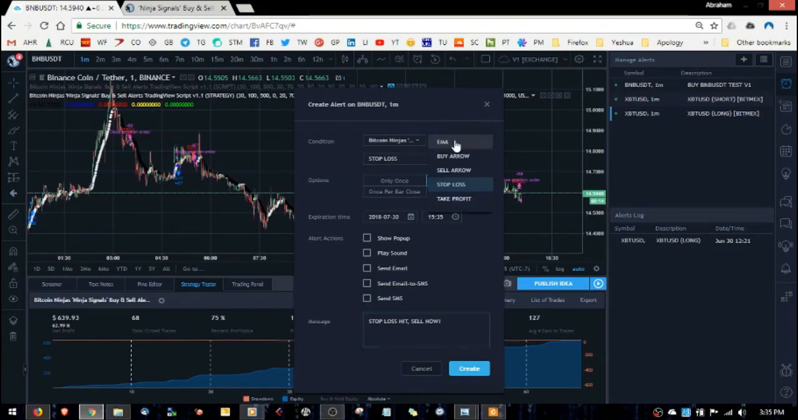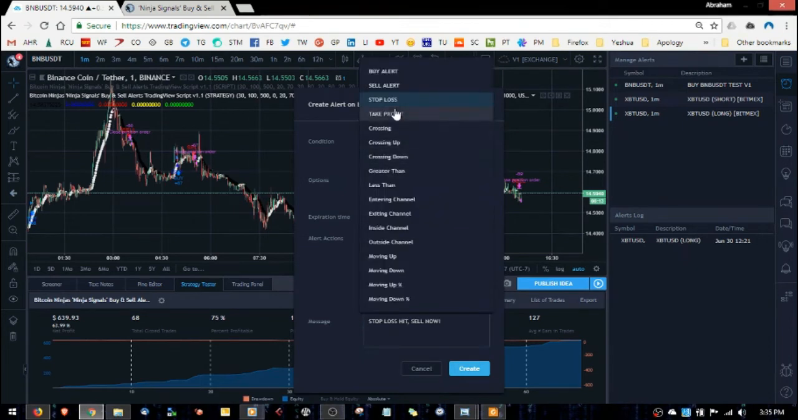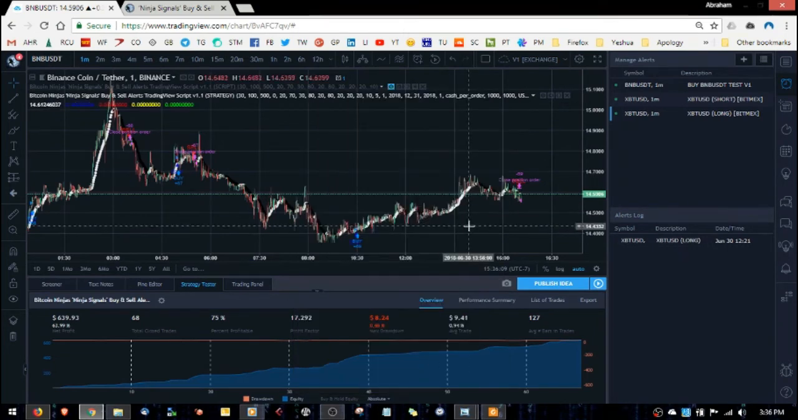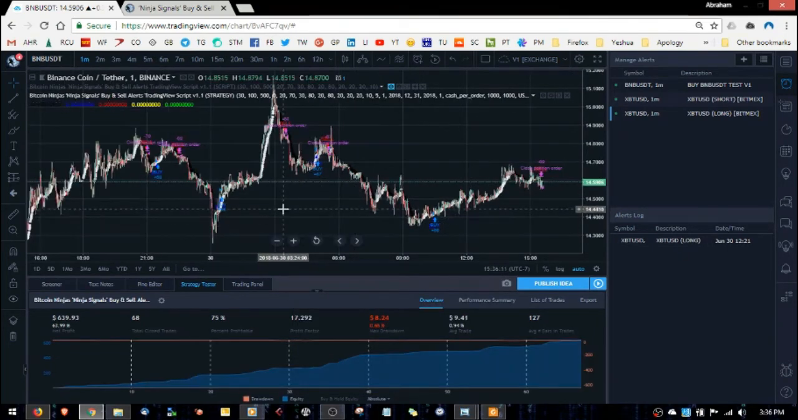Same thing for take profit. We would just set take profit and take profit. We'd leave it as once per bar, because that's again something we would want to trigger intra-bar or in the middle of a bar. And again, we just put it in here. And that's how we would set those alerts. So that's how we set all 4 alerts that our script offers. And so go ahead and use various combinations of those.